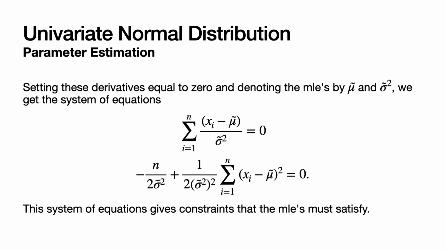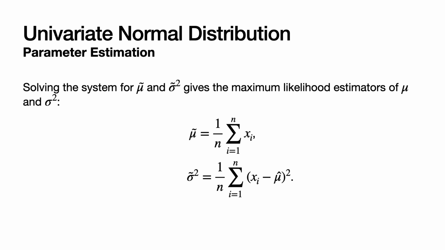Now, this system of equations gives constraints that the MLEs, mu tilde and sigma tilde squared, must satisfy. Solving that system for mu tilde and sigma tilde squared gives the maximum likelihood estimators of mu and sigma squared. And so the maximum likelihood estimator of mu is given by mu tilde equal to 1 over n times the sum, i going from 1 to n, of x sub i. And you'll recognize that that is the sample mean of the x's.